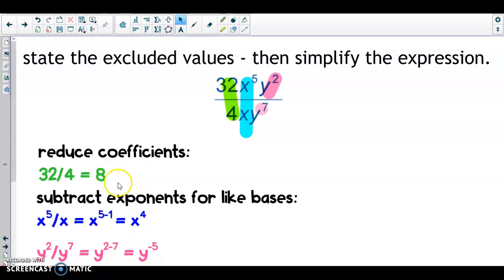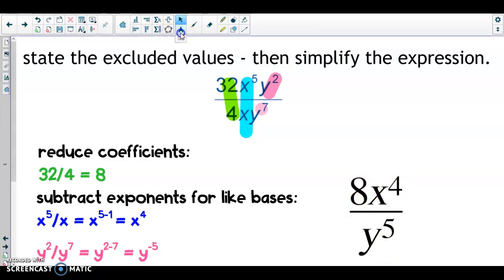Now we need to put all three of these pieces together to write our final answer. We know that the 8 is going to be in the numerator because it is a whole number. x to the 4th will also be in the numerator because its exponent is positive. But y to the negative 5th, because that's a negative, remember that means we have to have y to the 5th in the denominator with a positive exponent. So our final answer will look like x to the 4th times 8 in the numerator, and then y to the 5th in the denominator.